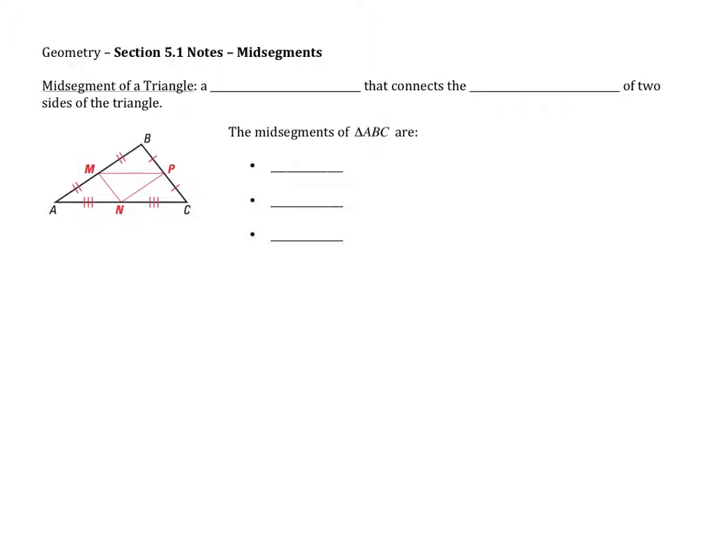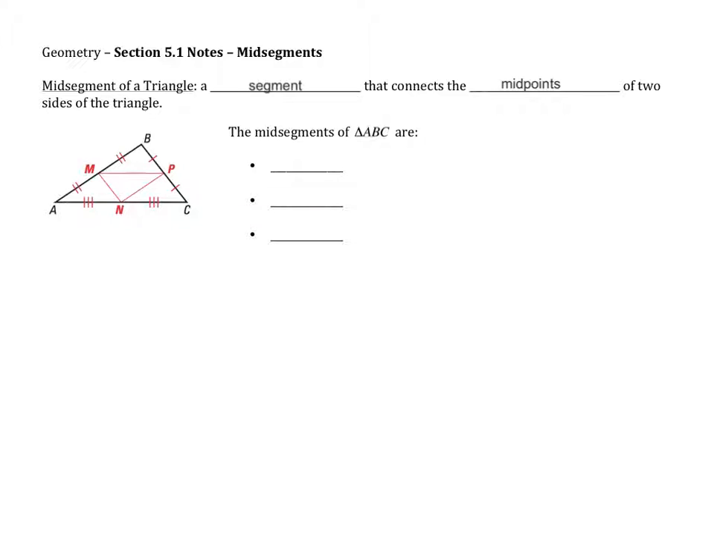Section 5.1 is about midsegments. We've never talked about midsegments before, so let's first define it. A midsegment of a triangle is a segment that connects the midpoints of two sides of the triangle.